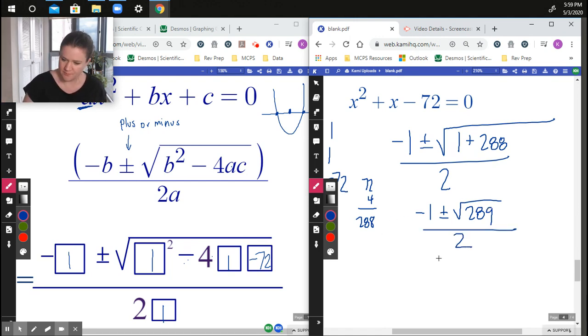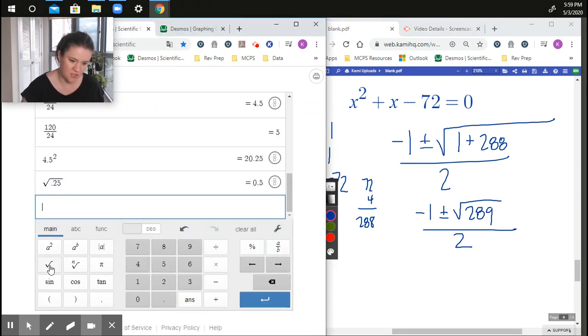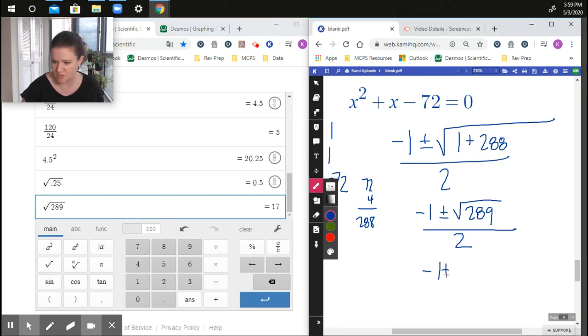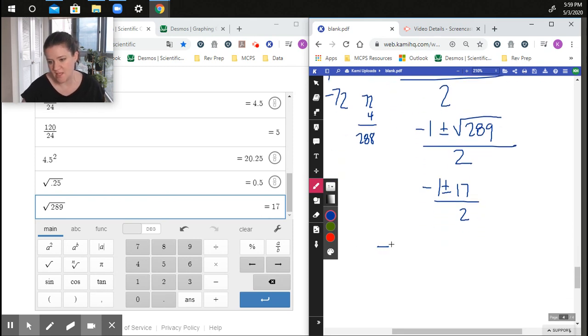Divided by 2, okay. 289. Now, because I have done my multiplication grids a million times, because that's what math teachers do, the square root of 289 is 17. All right, so what this one is saying is negative 1 plus or minus 17 over 2. So now is the time to separate it into the 2 problems. We have negative 1 plus 17 over 2 and negative 1 minus 17 over 2.